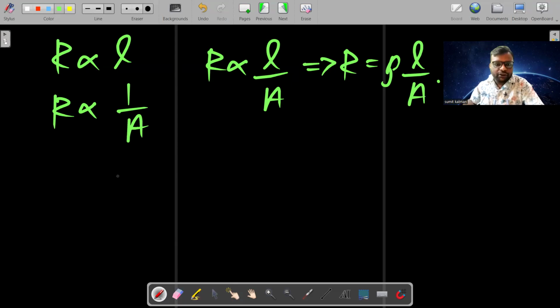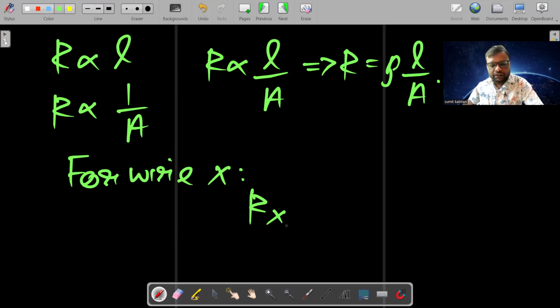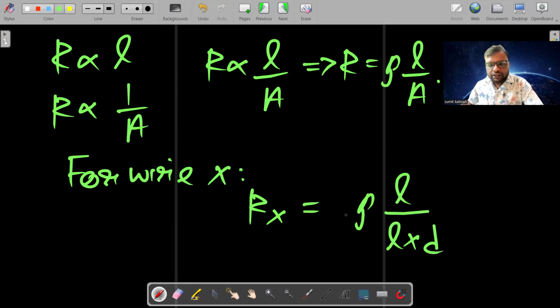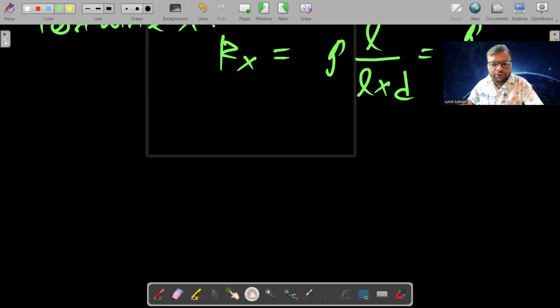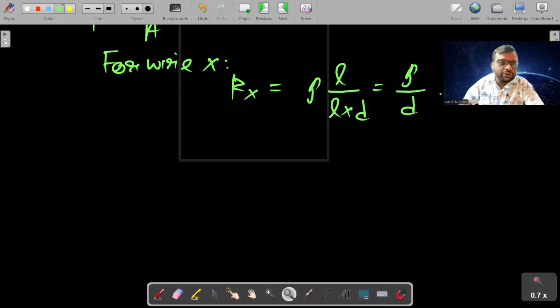So students, here for wire X, we have to calculate what will be the resistance. I'm denoting it by Rx, it will be rho, and L, area of cross section is L into D. So here it will come rho upon D. Now, for wire Y, we will calculate. And if these both wires are made from the same material, their resistivity will be the same.